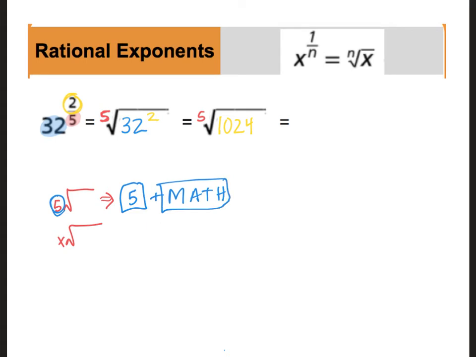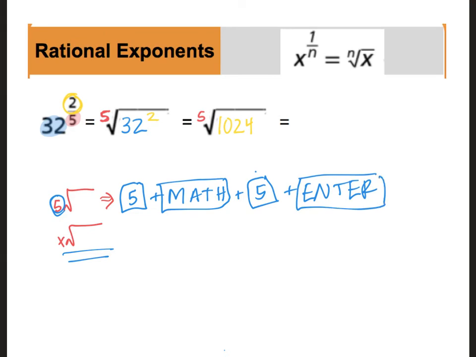And then I'm going to go down to number 5. This option looks just like this here, x root. Hit enter, and then type in your number. So I'm doing the 5th root of 1024. And this gives me a final answer of 4.